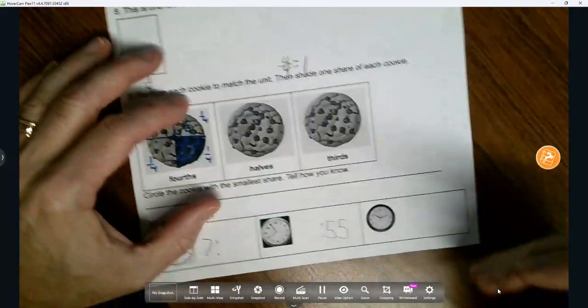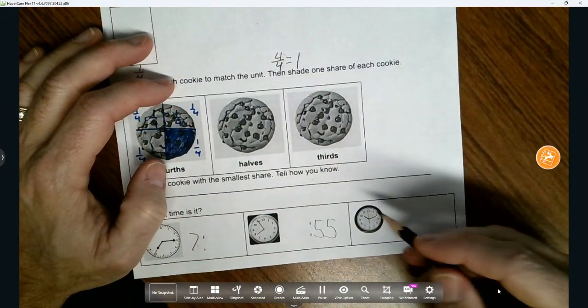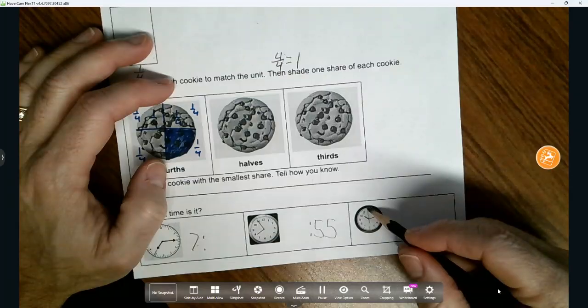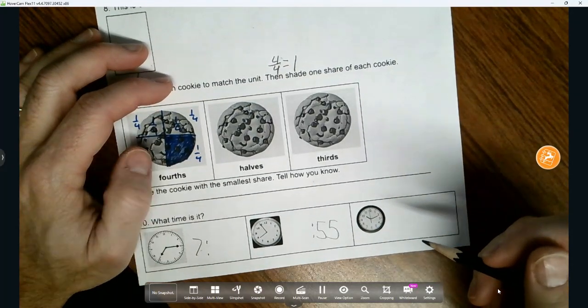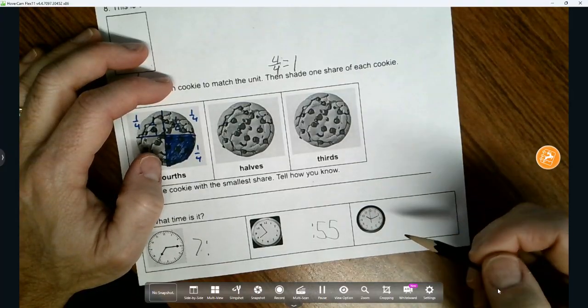All right. And the last one. You're on your own. This is the seconds hand. Don't pay any attention to this one. That's on there just to mess with you, try to trip you up. Don't even worry about that one because that's the second hand.